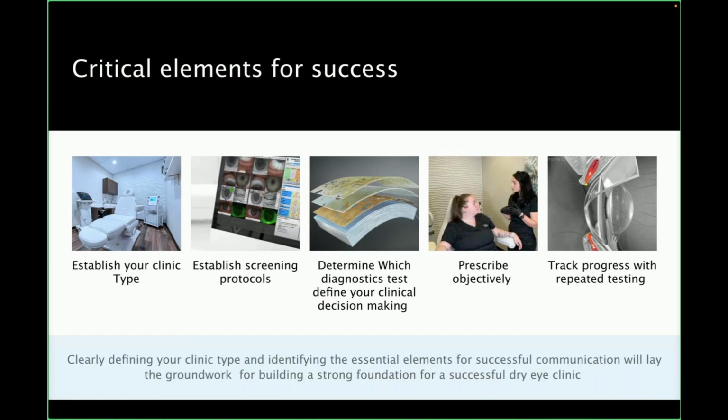Prescribe objectively. One of the things that I learned from my consulting partner, who was very direct, is say what you see. If I have a patient who's severe, I'm not going to jump around the issue. I'm going to say, Miss Jones, what I'm seeing today is that you have severe meibomian gland dysfunction. Here's how that's going to impact you on a daily basis, and here's the solution for it. And then you can track progress again with things like your meibography and your tear breakup time, whatever device you have to do that.